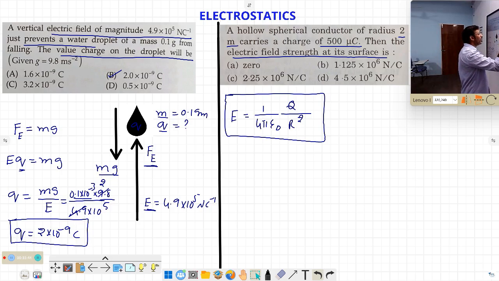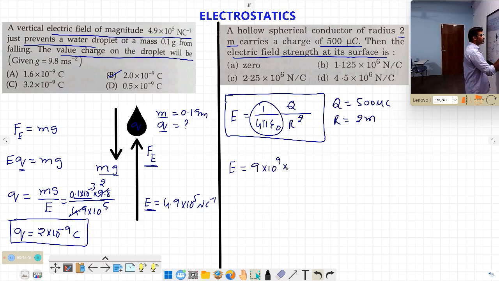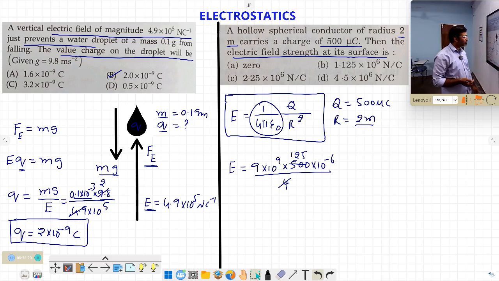So what is given here? The charge is 500 microcoulomb, and the radius of the sphere is 2 meters. Before solving, check that all are in SI units. To solve this, 1 by 4 pi epsilon naught I can write as 9 into 10 power 9 for calculation purposes. Q is 500 into 10 power minus 6, divided by the radius squared: 2 squared is 4. So 500 divided by 4 is 125. 125 into 9 gives 1125, and 10 power 9 with 10 power minus 6 gives 10 power 3. So we get 1125 into 10 power 3.